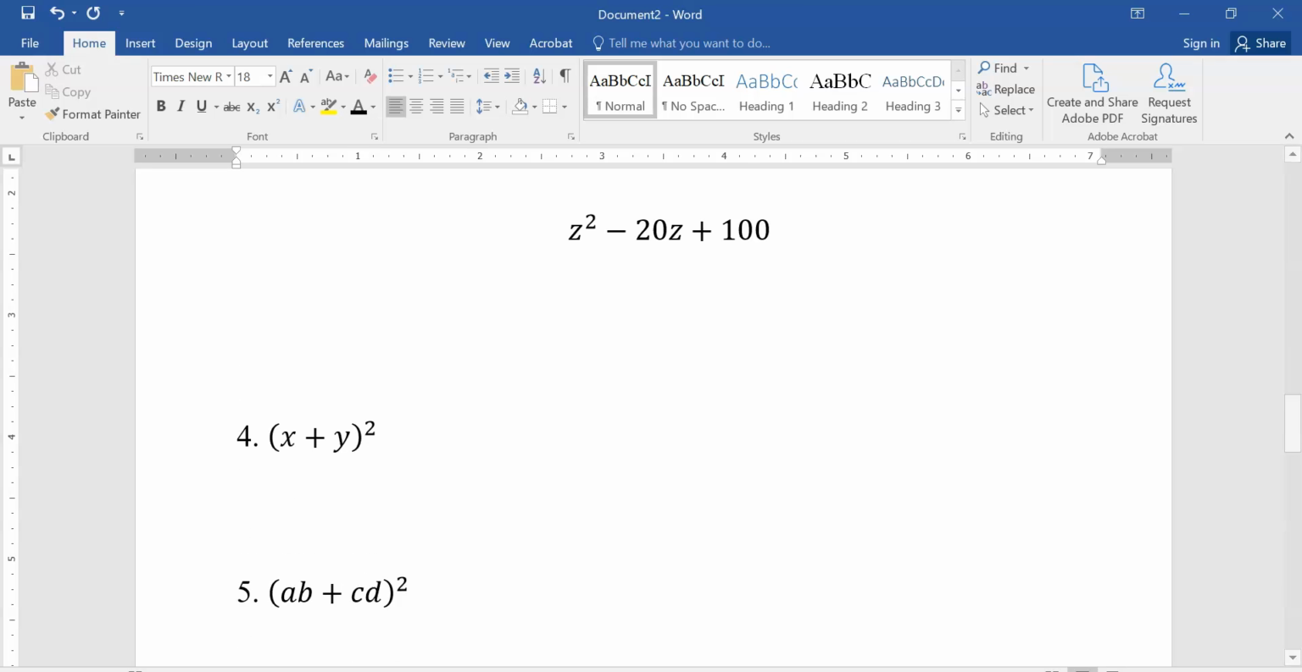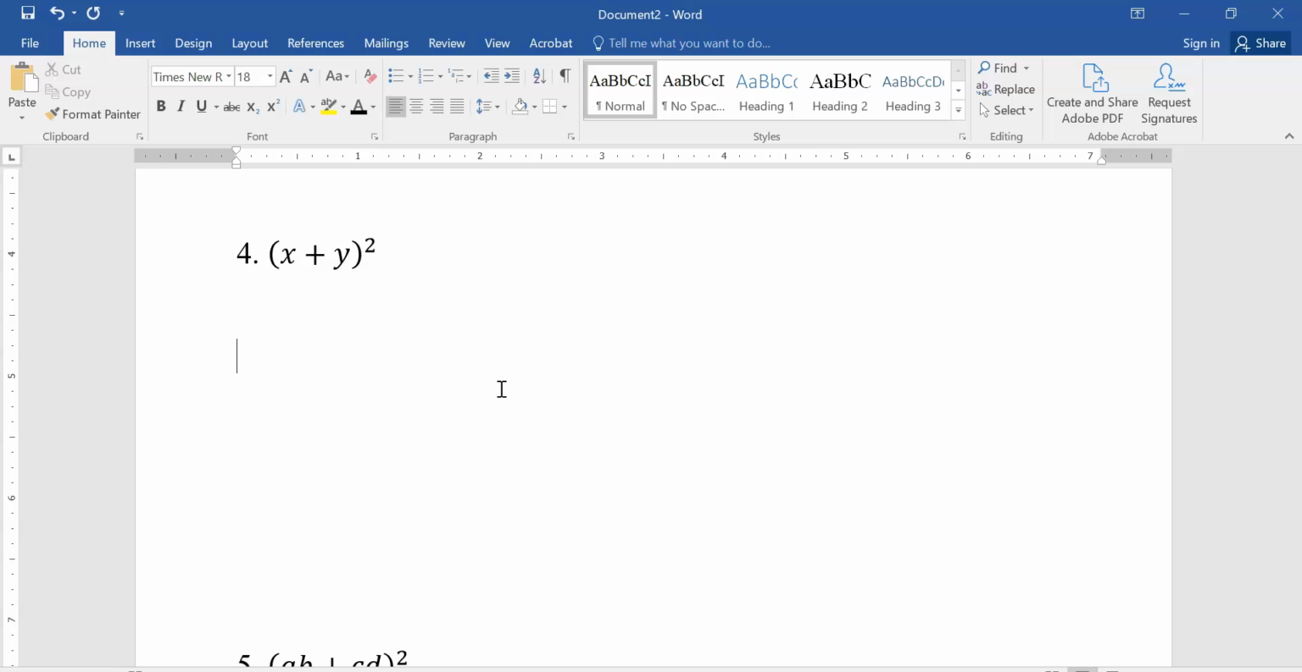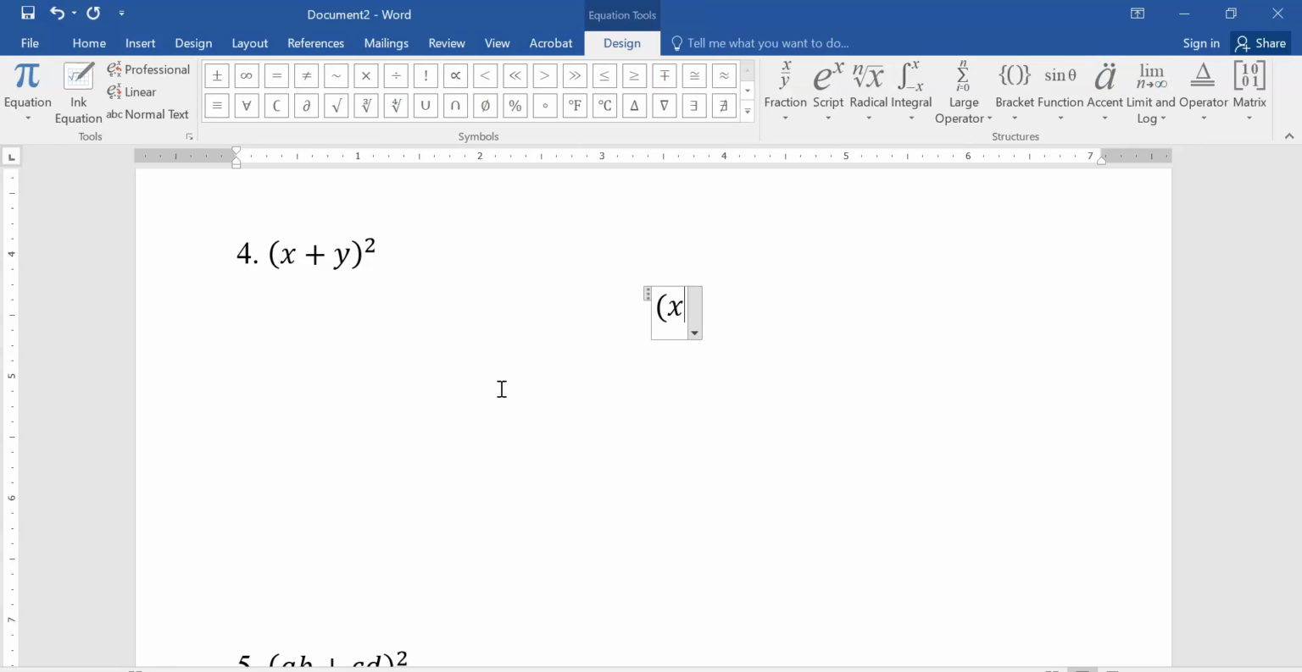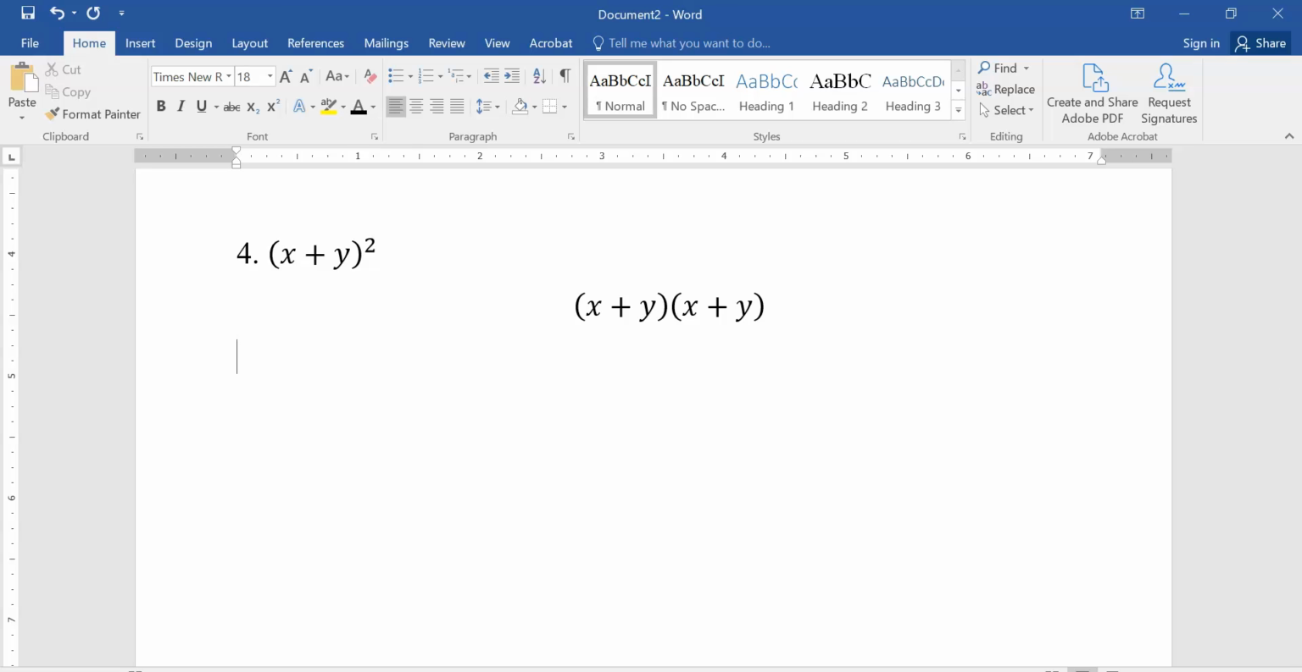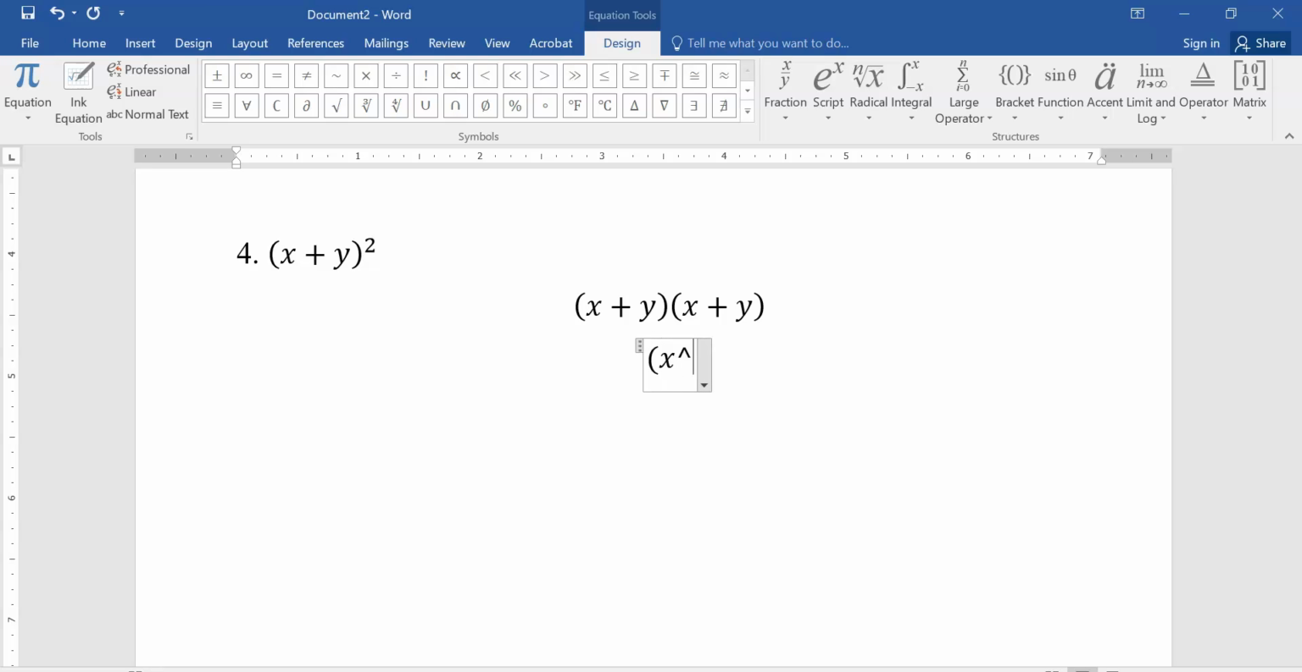All right, number 4, we have x plus y squared. So x plus y times another copy of x plus y. When you multiply this out, x times x is x squared. Now, x times y is just x times y. Then we go y times x. Well, that's just y times x. Y times y is plus y squared.